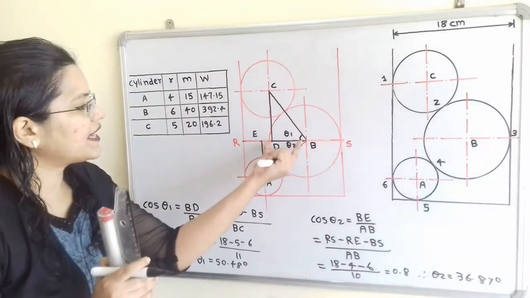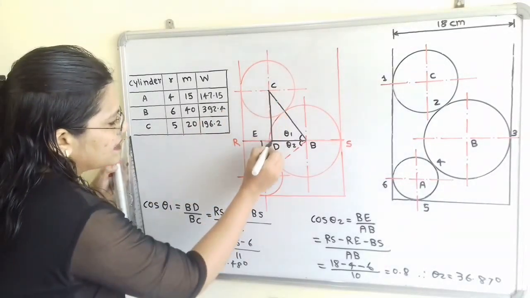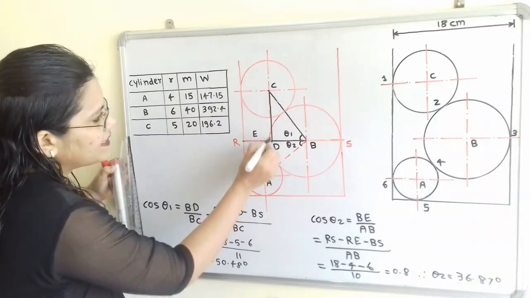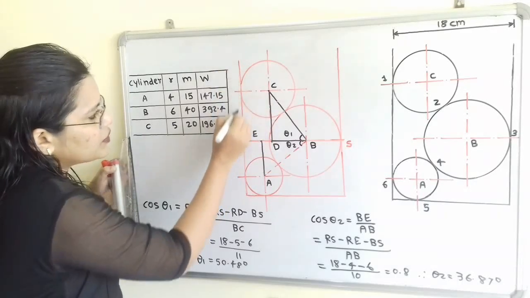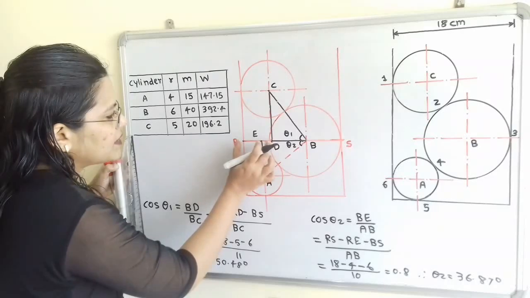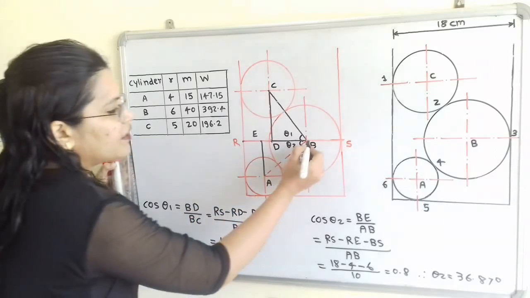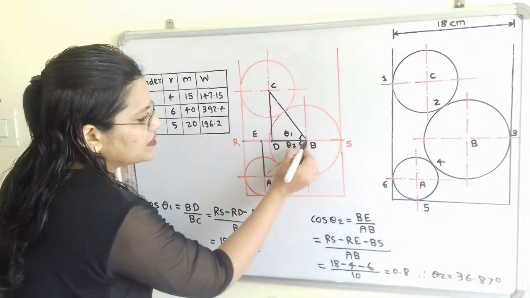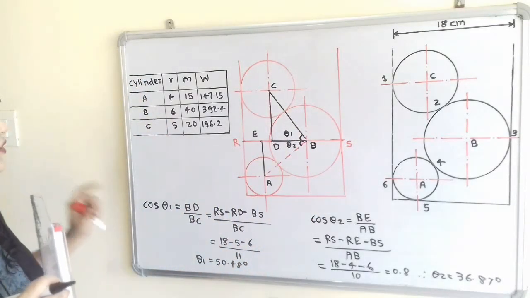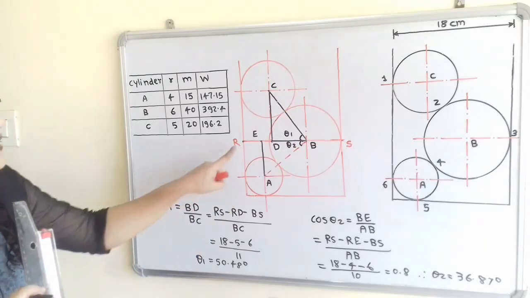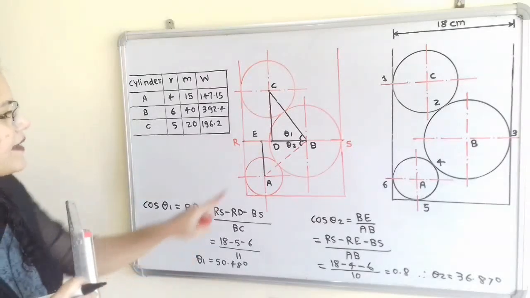Now how to find out the exact value of BD? Here is the center. The centers we have extended. So from the center C and D, what is the distance from point C to the vertical wall? This distance is nothing but this R to D distance. And here from B to S, to find the distance from B to S we have to use the radius of cylinder B, that is 6. So how can we define BD? BD is equal to the total distance RS minus RD minus BS.